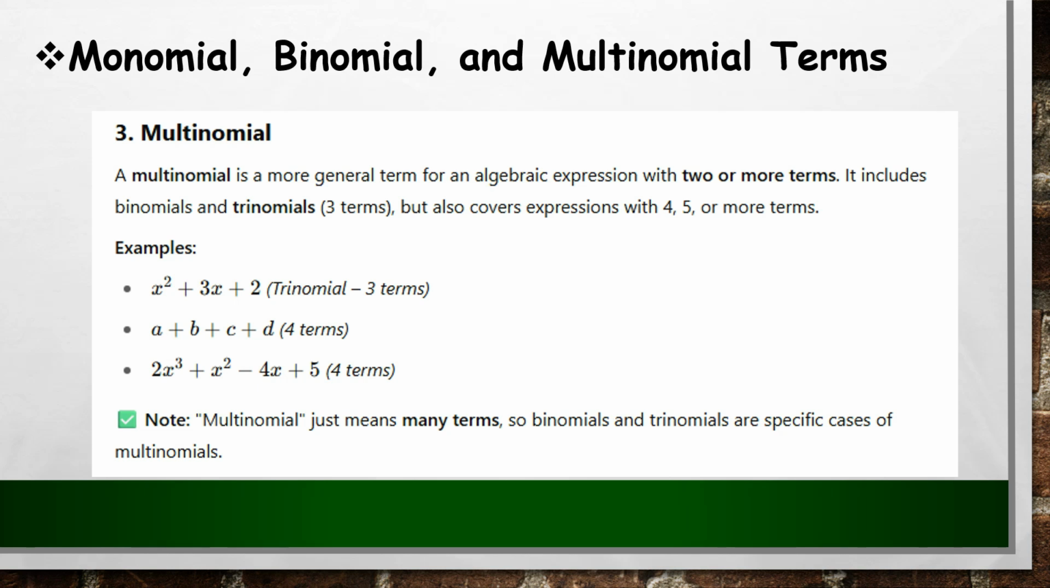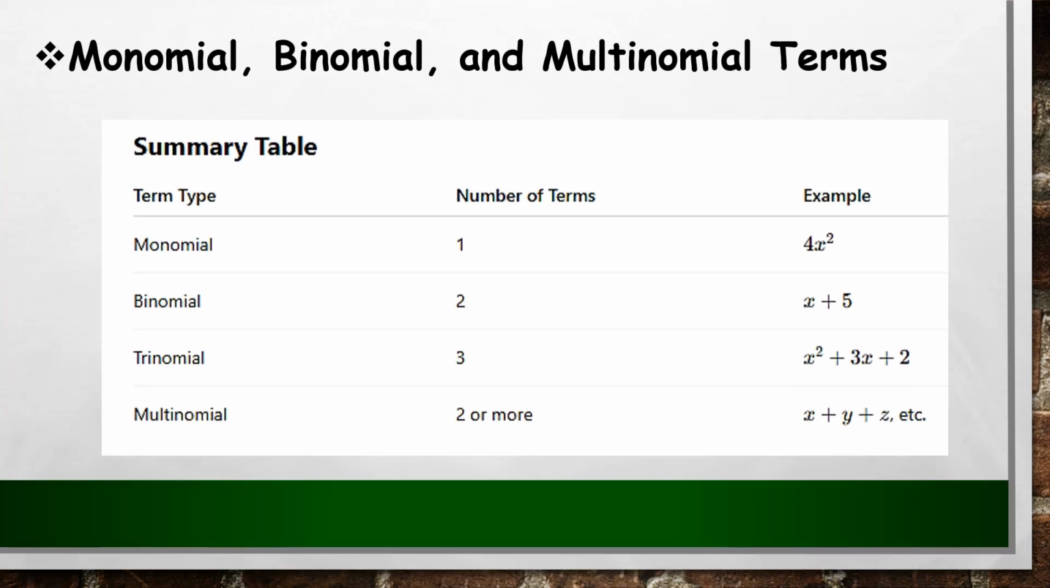So multinomial is a more general term for an algebraic expression with 2 or more terms. So for the first one, that's what we call a trinomial, having 3 terms. So the second one has 4 terms, and then the third one also has 4 terms. So multinomial just means many terms. So binomials 2, trinomials 3, they're very specific cases of multinomials. So as you can see here, the summary of the table: monomial 1 term, binomial 2 terms, trinomial 3 terms, multinomial 2 or more terms actually.